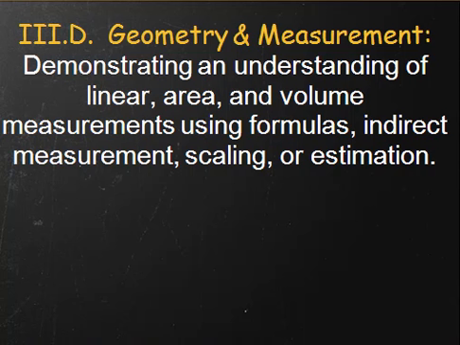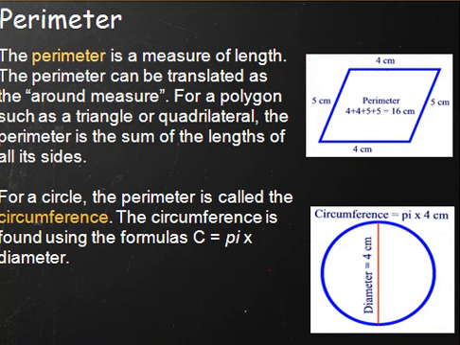In this section of the PPST, we are going to look at linear, area, and volume measurements. One of the linear measurements that you will be familiar with for the PPST is the perimeter. The perimeter is just a measure of length, therefore its units are units of length such as centimeters, meters, feet, inches. The perimeter is really translated into the around measure.